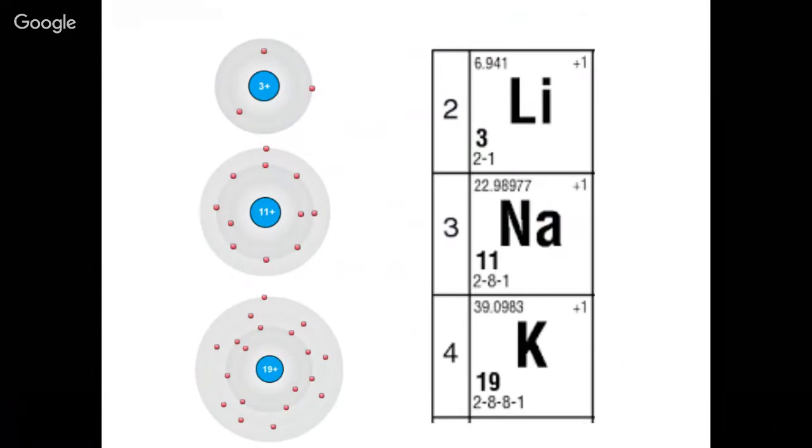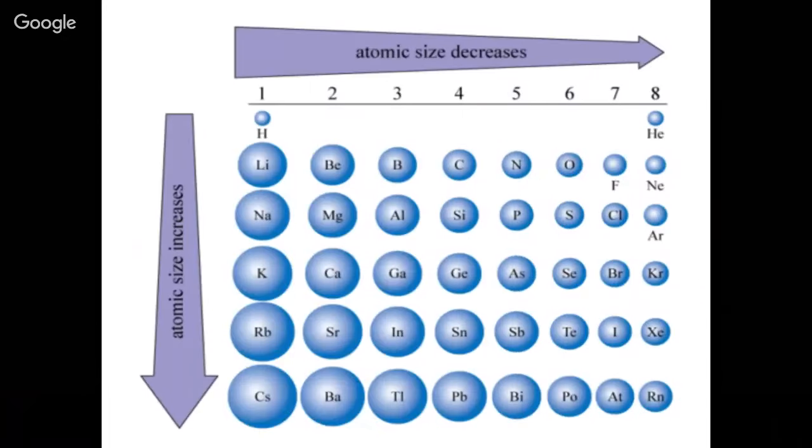So as we look from lithium to sodium to potassium, lithium has 2 rings around it. Sodium has 3 rings around it, and potassium has 4 rings around it. So the size of the atom is going to get bigger and bigger and bigger. So if we were to look at this overall, atomic size increases going down and decreases going across the periodic table.